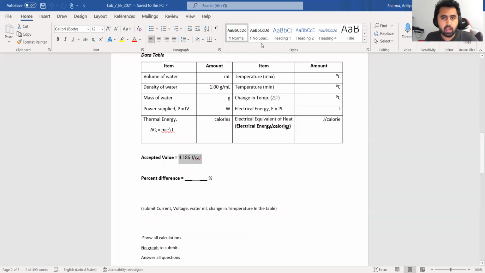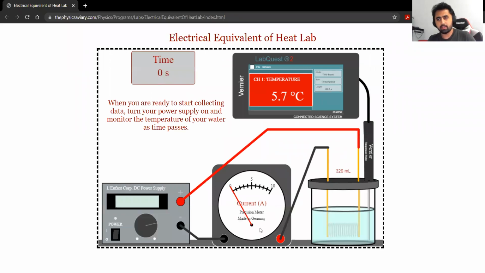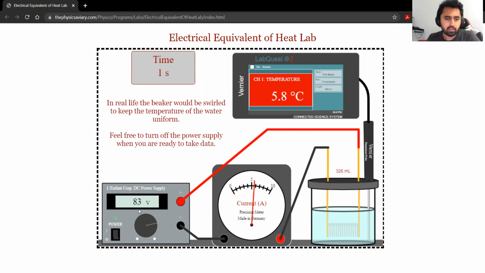Now, I will move on to the actual simulation that we have. When you click on that link, you will see this. You click begin and you will see this. So this is our simulation. This is the virtual power supply. You click power on, and it shows some voltage in volts.